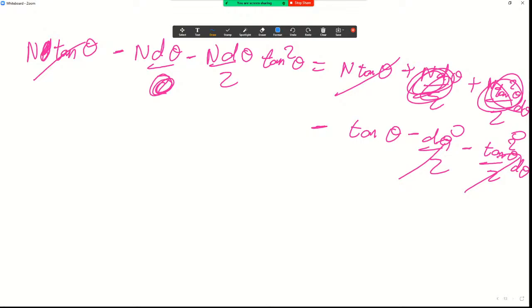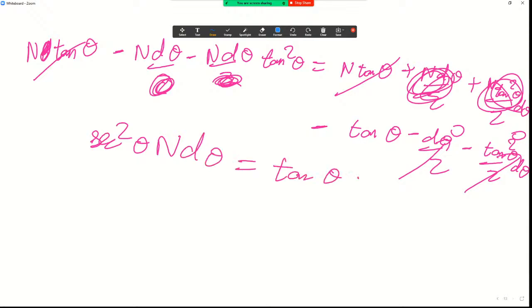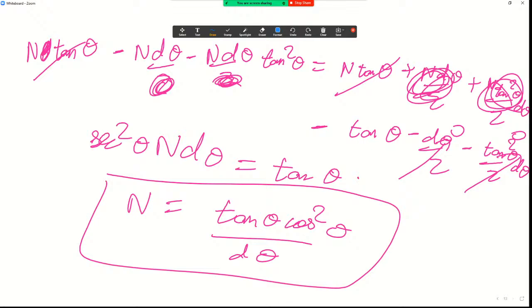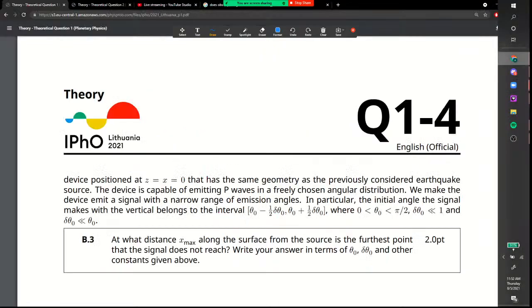So this would cancel out. So this will be sec square theta d theta equals to tan theta. So n would be tan theta into cos square theta by d theta, which is sin theta cos theta by d theta.